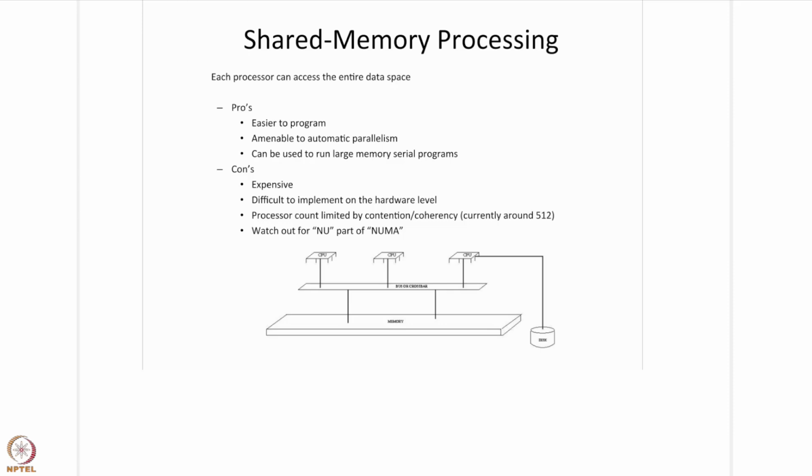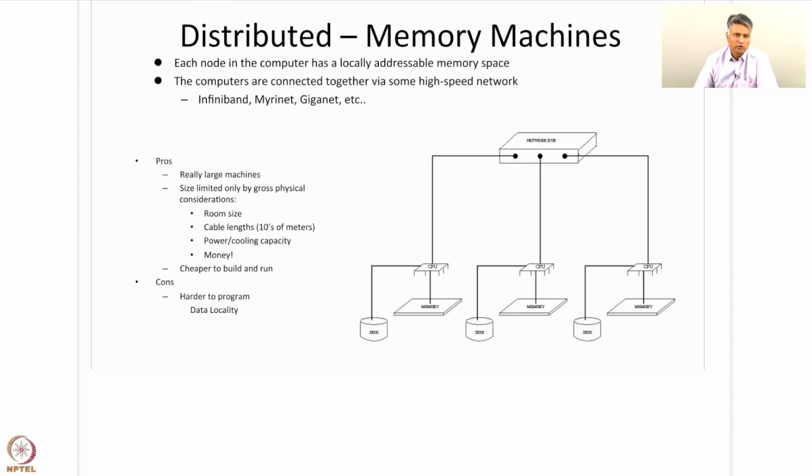The second class of machines we talk about is distributed memory machines. In this class of machines, you have distinct computational nodes. Each computational node has its own locally addressable memory space, and they are connected together using some sort of network. Usually for machines which do high performance computing, this is a high speed network like InfiniBand, Myrinet or GigaNet. They can also be connected using conventional LANs or conventional Wi-Fi, but then you will have very slow transfer speeds of data.